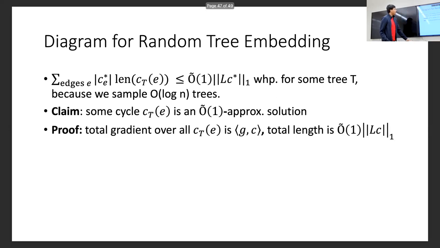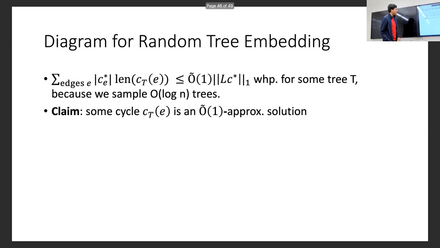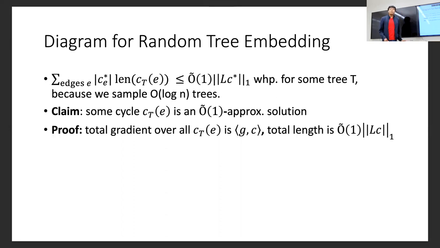Now let me claim that one of these cycles C_T is an O tilde 1 approximate solution. The proof has two pieces again. The first piece is to prove that the total gradient over all these cycles is equal to the total gradient of C star, and the total length is at most the length of C.